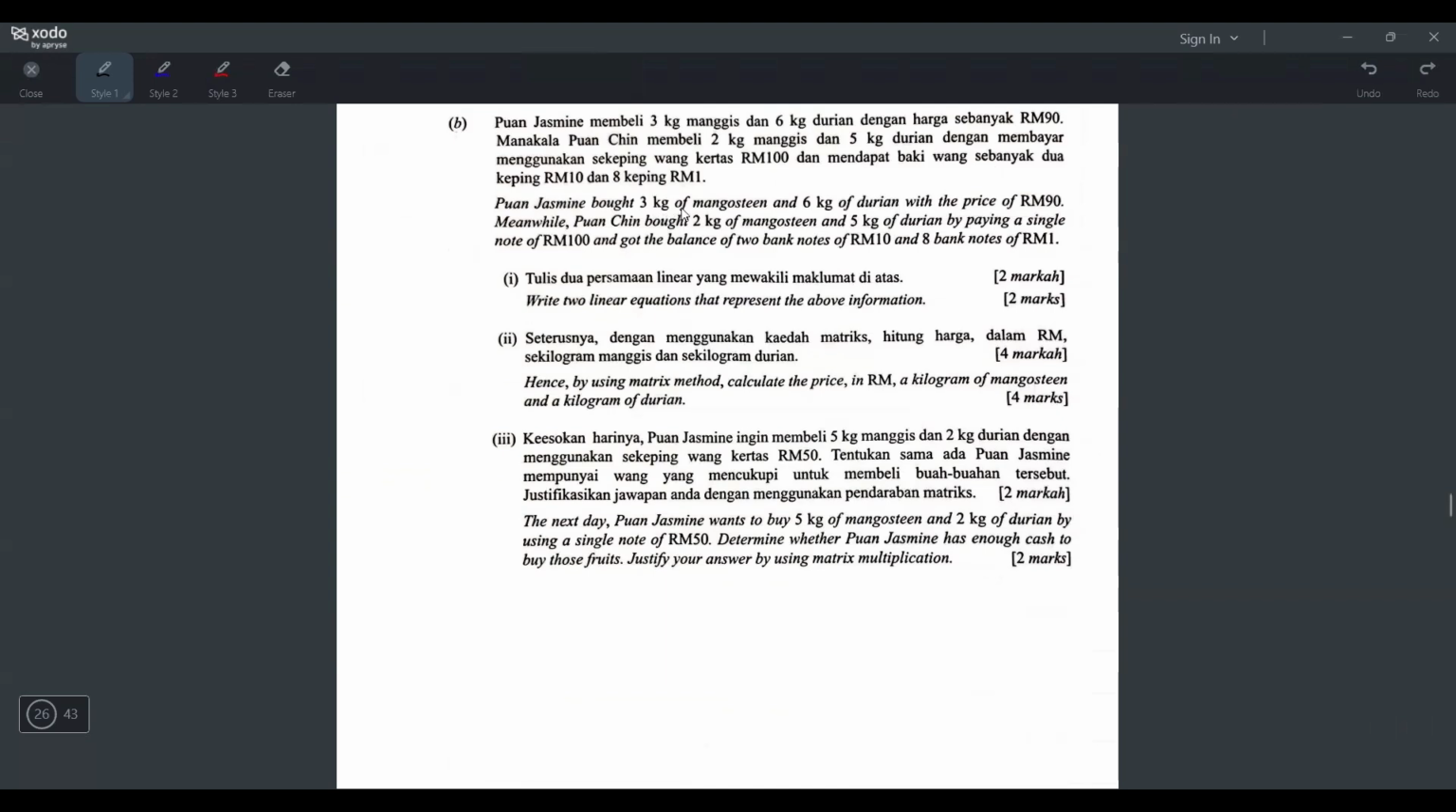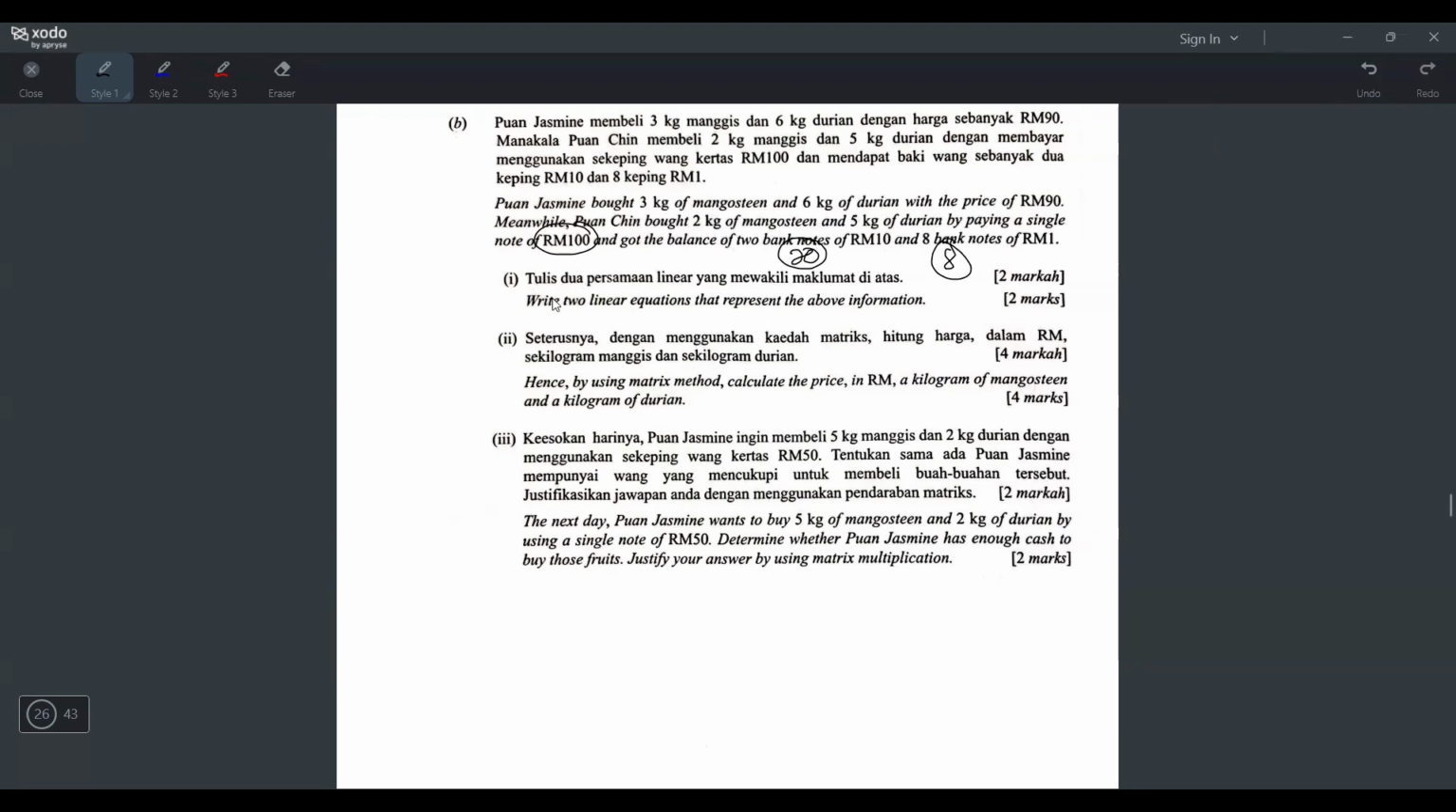Okay, Puan Jasmine bought 3 kg of mangosteen and 6 kg of durian with the price of 90 ringgit. Meanwhile, Puan Chin bought 2 kg of mangosteen. Okay, I finished reading the whole question first because I want to know which chapter first. So I will skip all this information for now. Nanti baru saya tengok balik information. So Puan Chin bought 2 kg of mangosteen, 5 kg of durian by paying a single note of 100 and got the balance of 2 banknotes of 10, so 20 here lah. And then 8 banknotes of 1 means 8 times 1, 8 ringgit here.